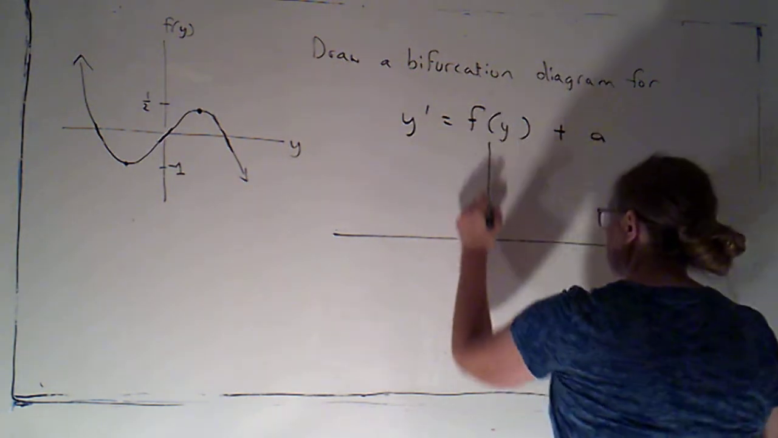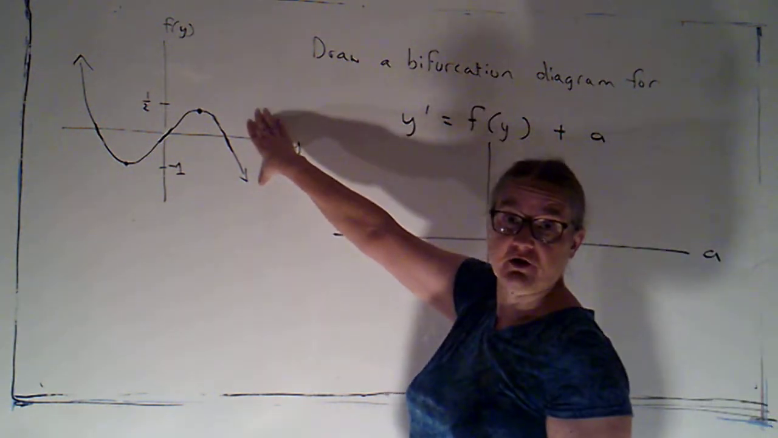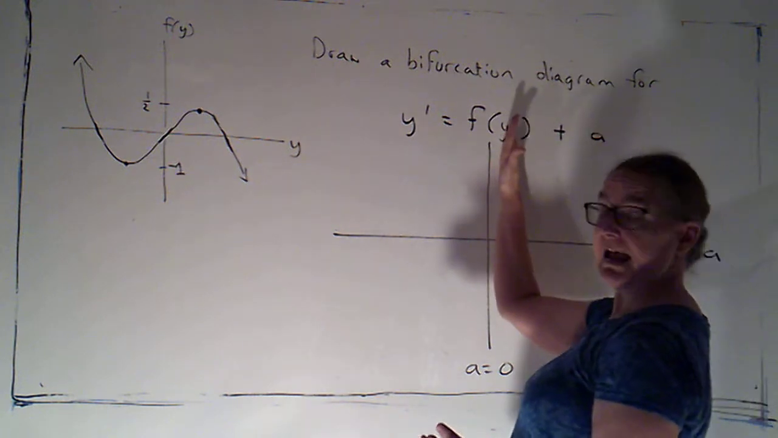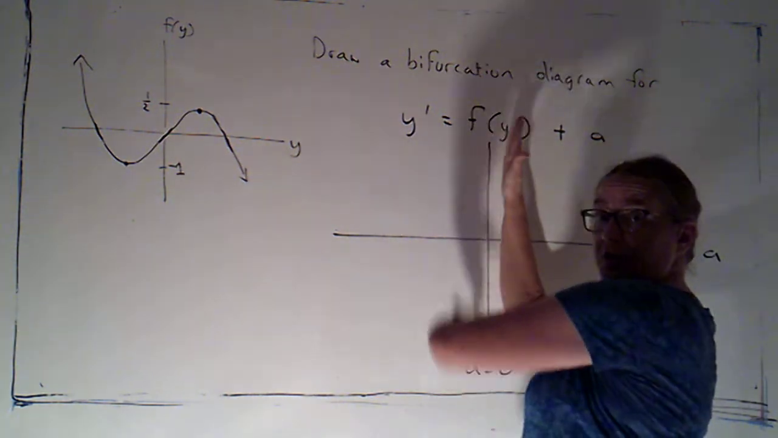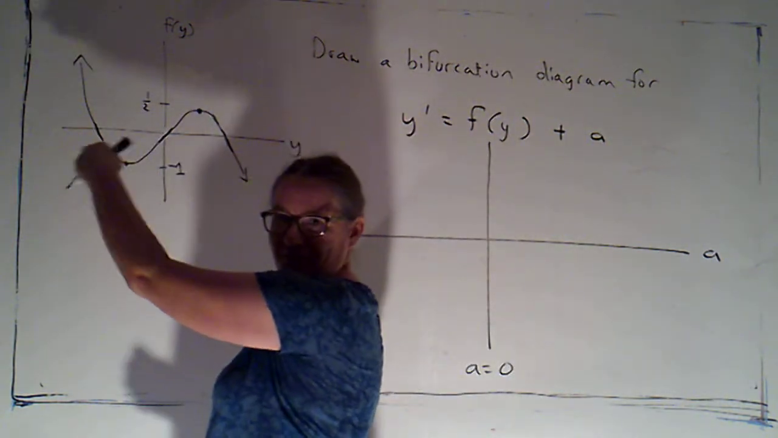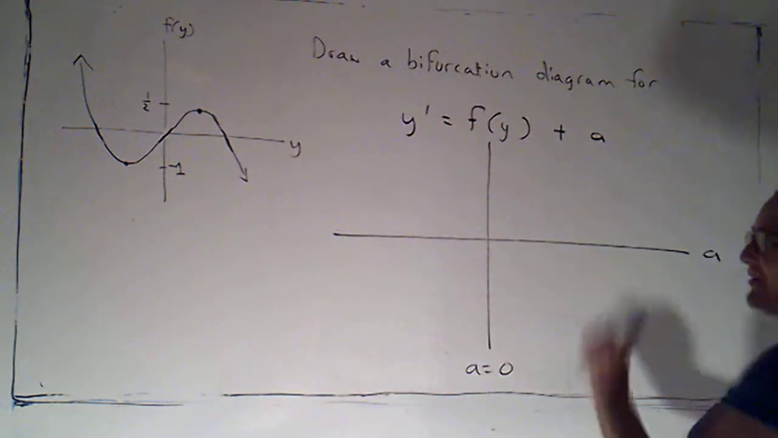I'm going to start by just drawing the one where a is equal to 0, because I already have a picture of that. Now notice what I'm doing here is this is a y-axis. On this picture it's vertical. On this picture the y-axis is horizontal. So I'm just going to be translating that horizontal information into vertical information.